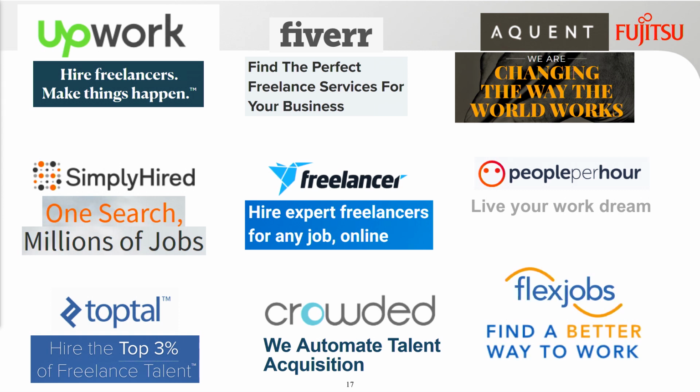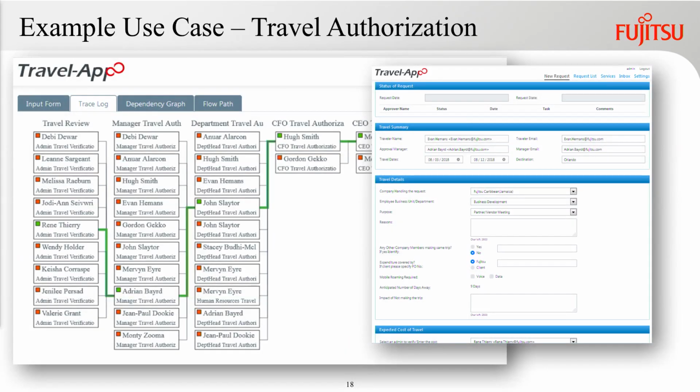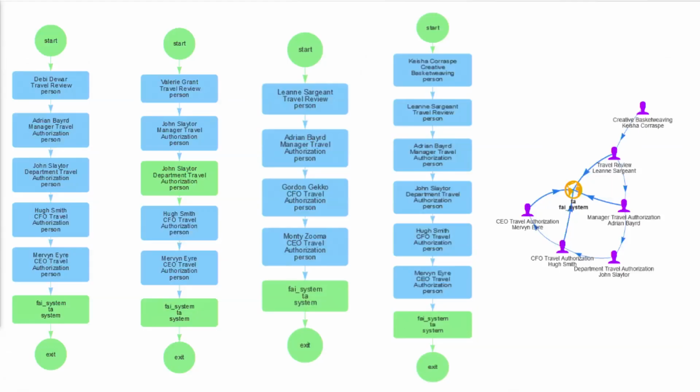Wouldn't it be great if our process systems could bring these freelancers into our processes? That's our goal. The use case I'll be presenting today is this travel authorization. It's a simple process, but it is a real process that is in use today. And I think that's the important takeaway.